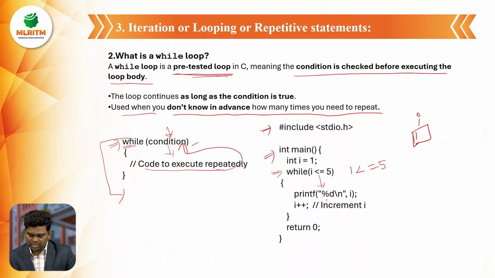What are we displaying? %d, double quotation close, comma, i. So we are printing only the i value. What is the i value in memory? In the output, 1. So it displays 1.